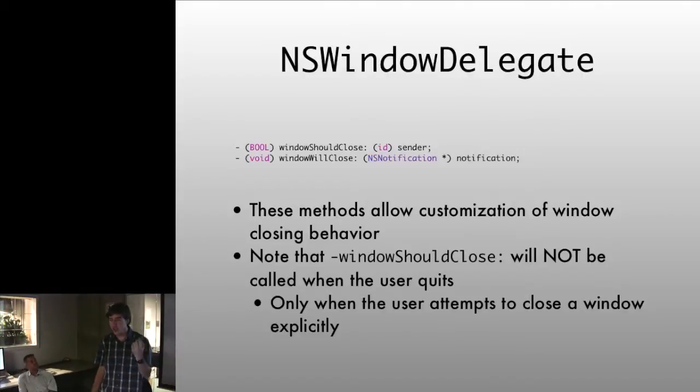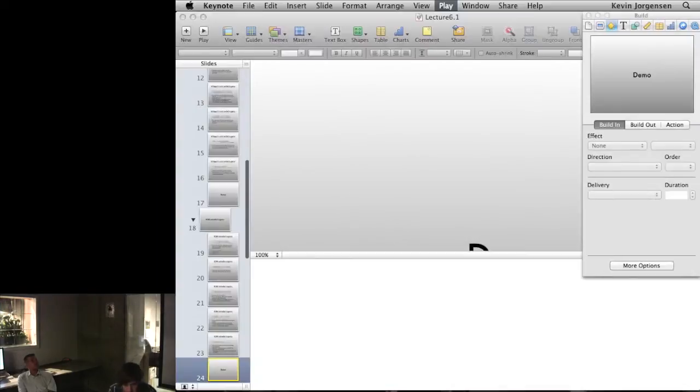And like I mentioned, should close returns a Boolean, so you can indicate, actually, I don't want to close right now. I need to do something before I close. And so that will intercept the close for you. Okay, so a simple demo for that.